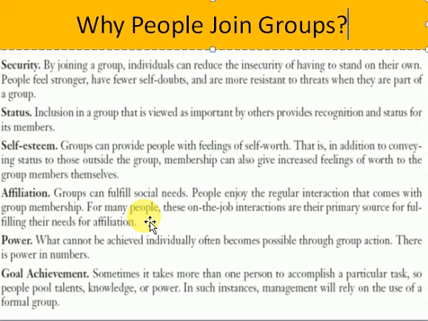That is why we say there is power in numbers. And why do people join groups?